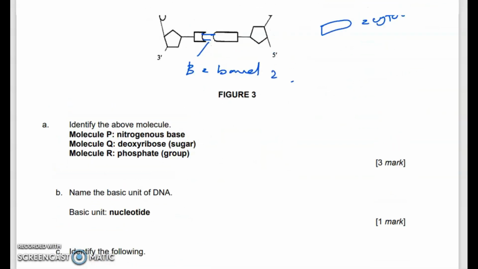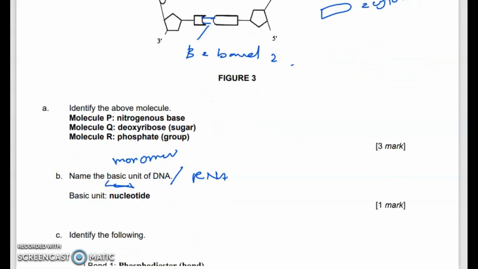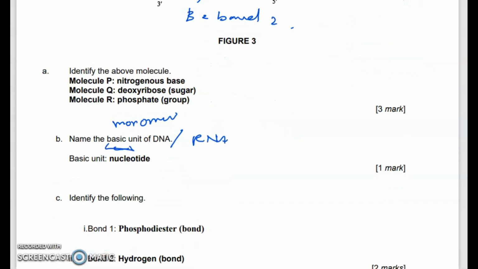Alright. Name the basic unit of DNA. So basic unit is refer to monomer. So monomer of DNA or RNA sama sahaja. Jawapannya adalah nucleotide. What is nucleotide? Nucleotide will consist of 3 components. The first is pentose sugar that attached to nitrogenous base and attached to the phosphate group.